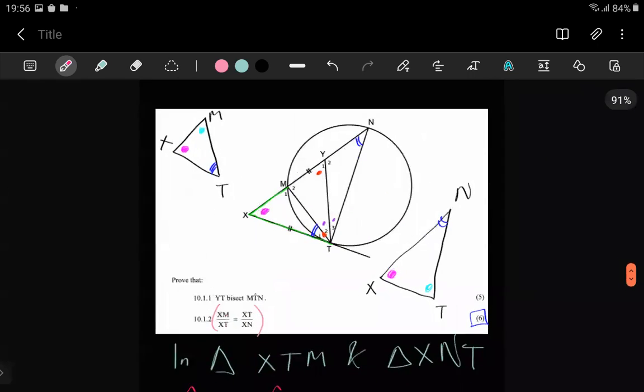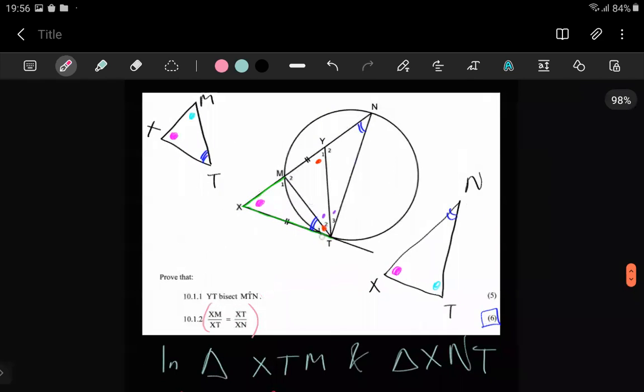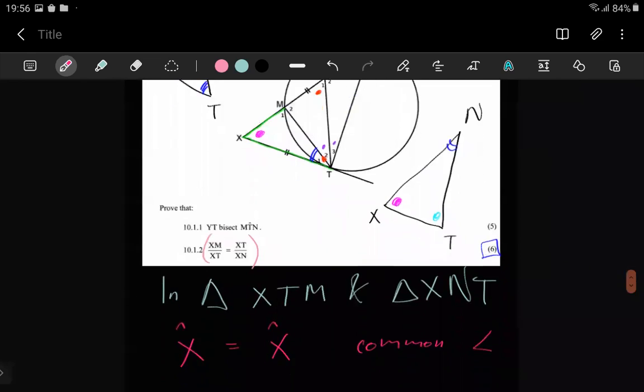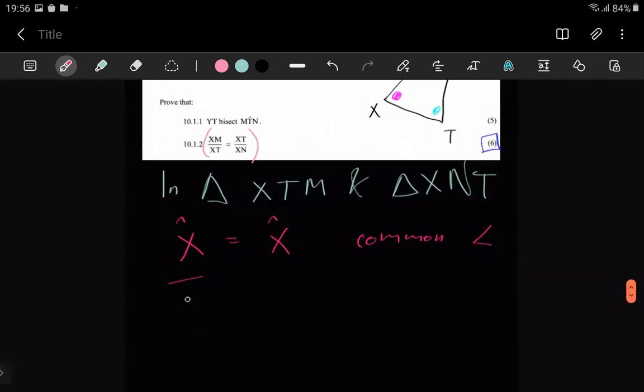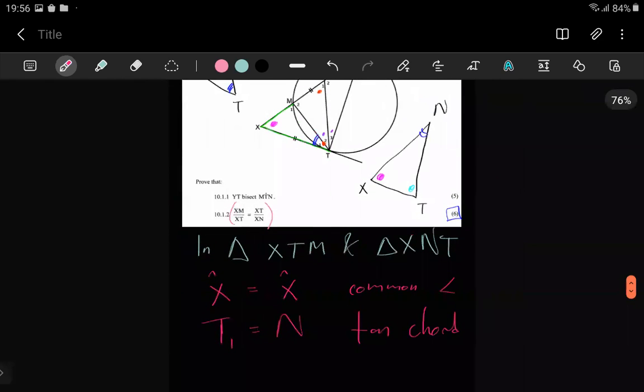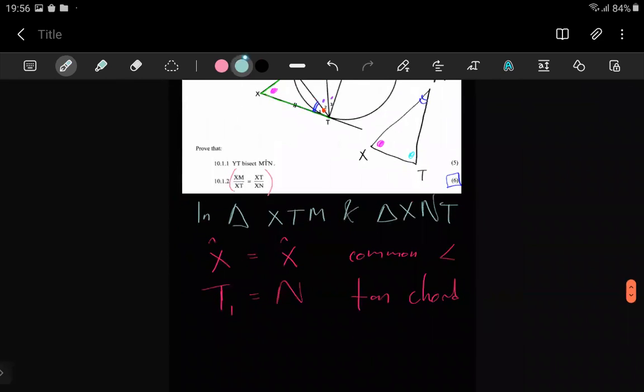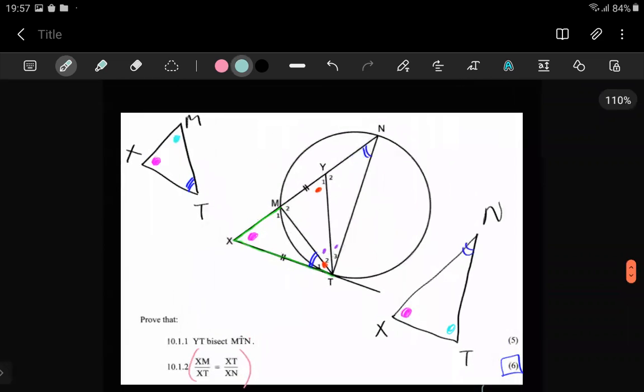And then secondly, we know this is called T1. This is just N, so it's fine. Here you can now say T1 equals N. The reason is tan-chord theorem. Because you've shown that two pairs of angles are equal, the third one is automatically equal because of interior angles of a triangle. So we're going to tell them that.